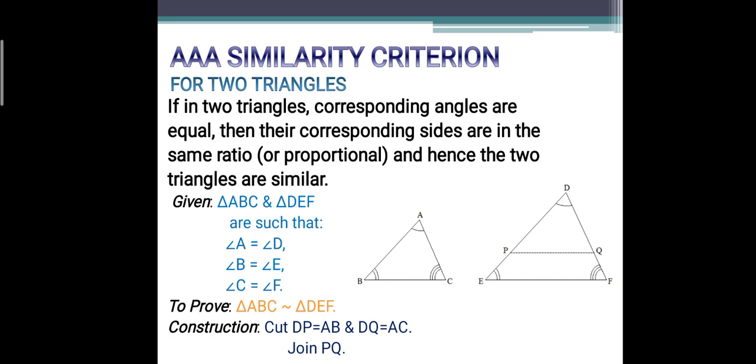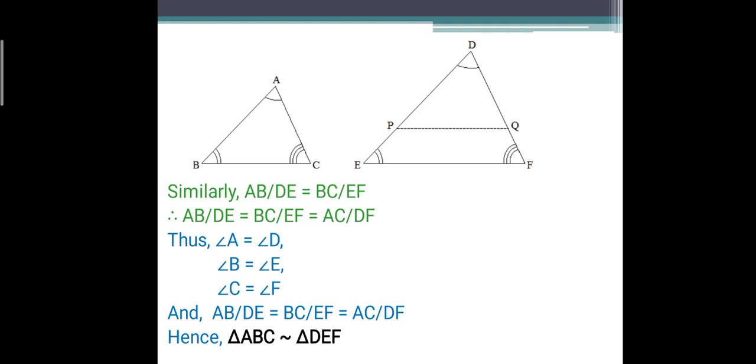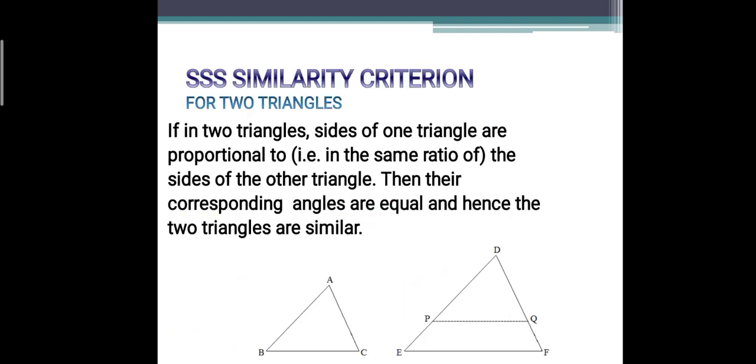This is because if two angles of a triangle are respectively equal to two angles of another triangle, then by angle sum property of a triangle, the third angle will also be equal. Therefore, we can say so. Now, I have proved angle similarity criteria in these two slides. Now, the second criteria of similarity for two triangles is SSS, side criteria.